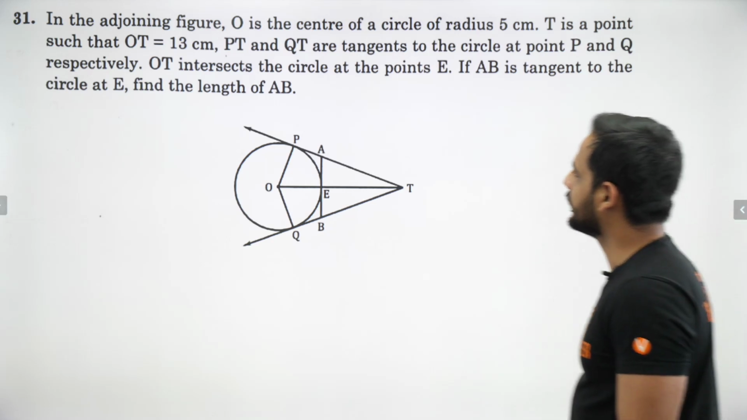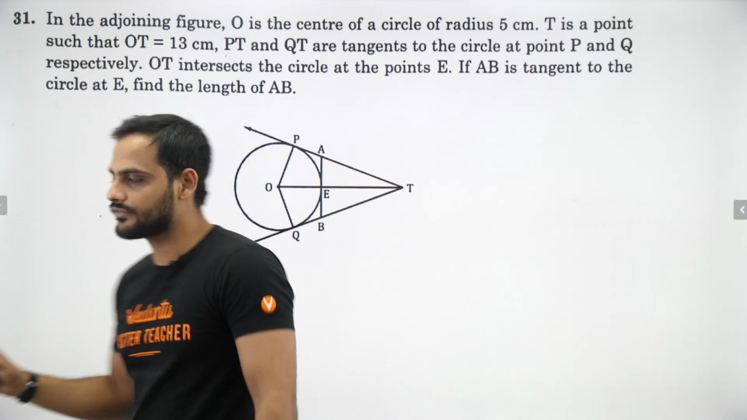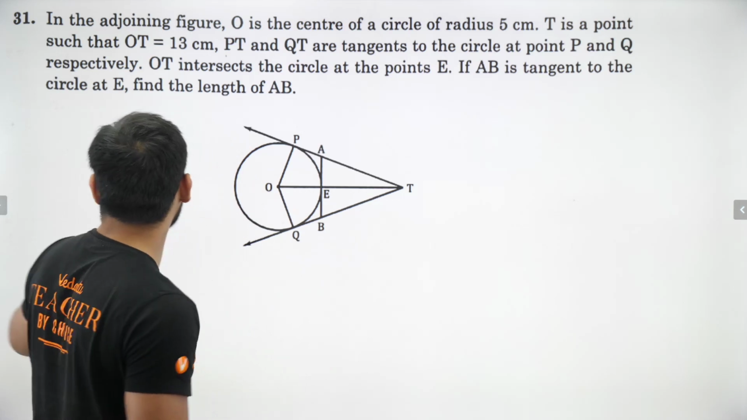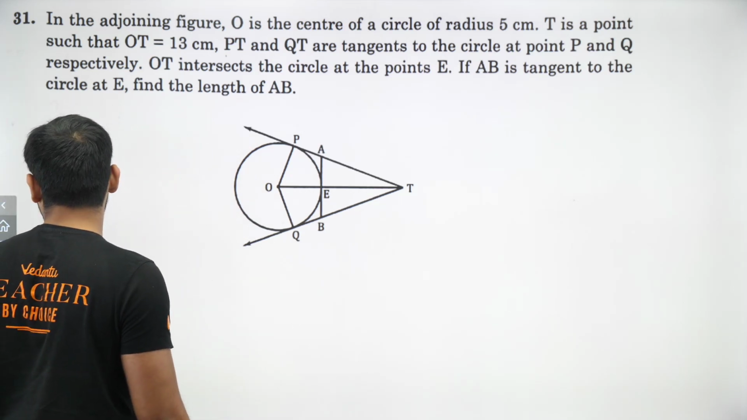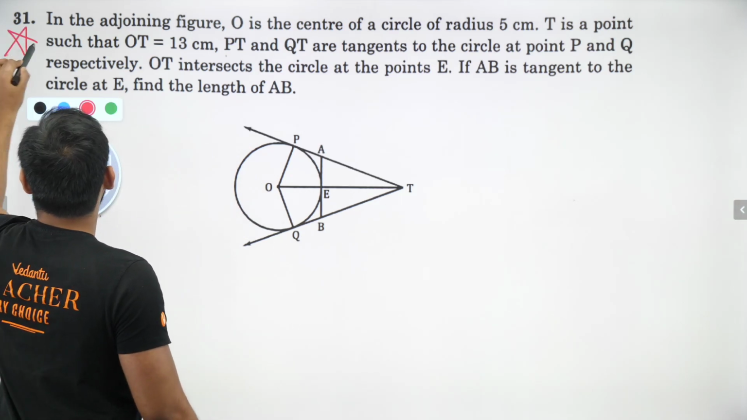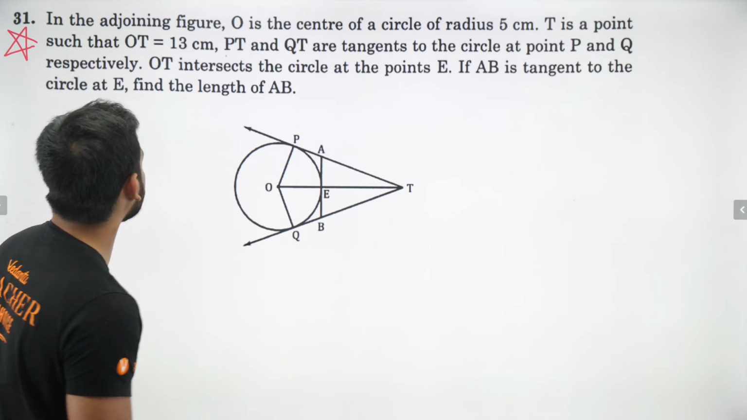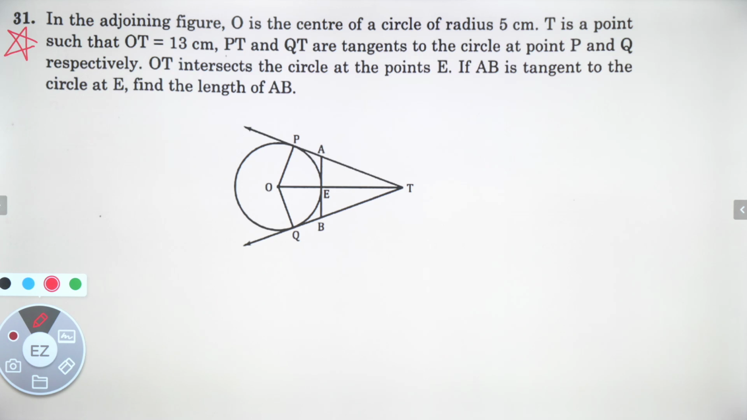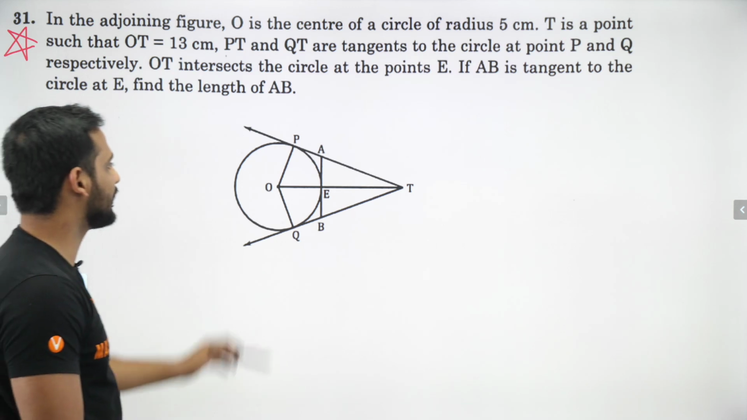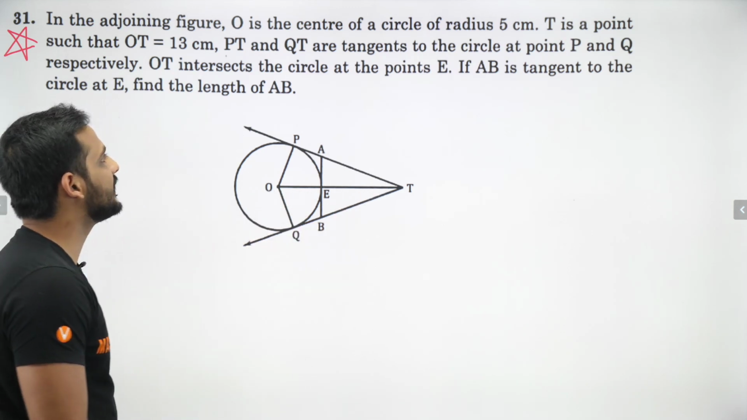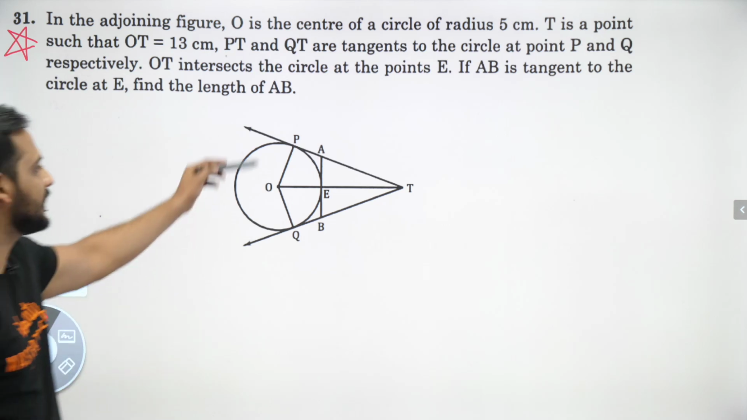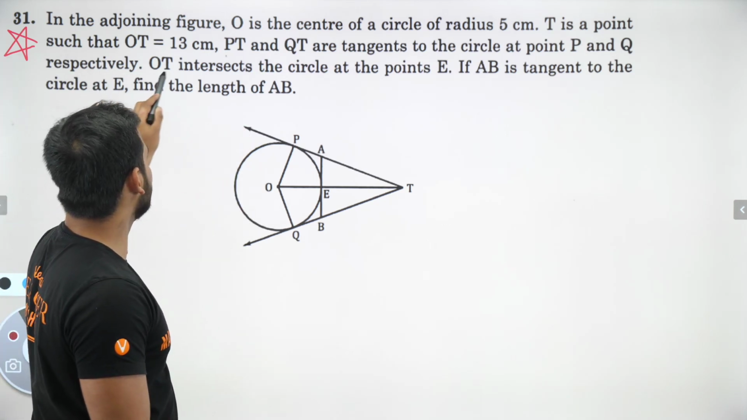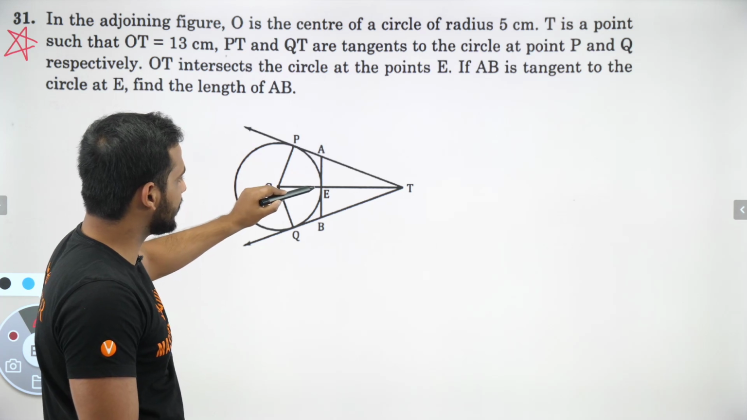In the adjoining figure, O is the center of the circle of radius 5 centimeter. This is a very important question, a star mark question. Look carefully. T is a point such that OT is 13 centimeter. PT and QT are tangents to the circle at P and Q respectively. OT intersects the circle at the point E. Okay.